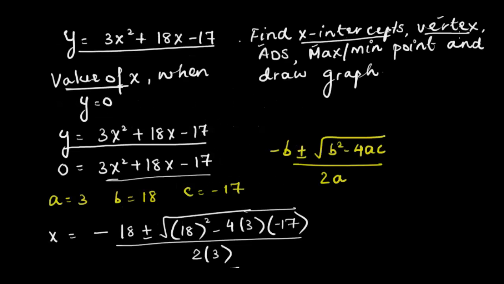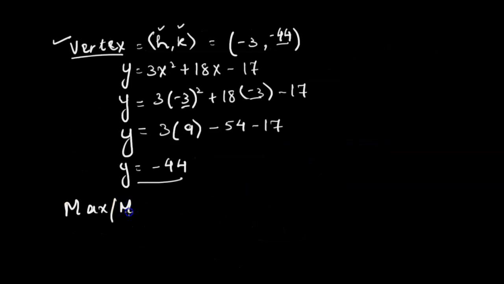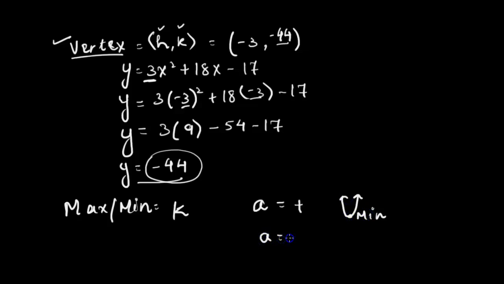Now we've got the x-intercepts, vertex, and axis of symmetry. In order to find out what is the max or the min point, always remember max and min points are represented with the k value. That is what we have got here. But how do we know if this is a max or the min point? We check the a value of the original equation. The original equation's a value is positive. That means the graph opens upwards. So we would see a min point. If a is negative, then the graph opens downwards. So we would see in that case a max point.